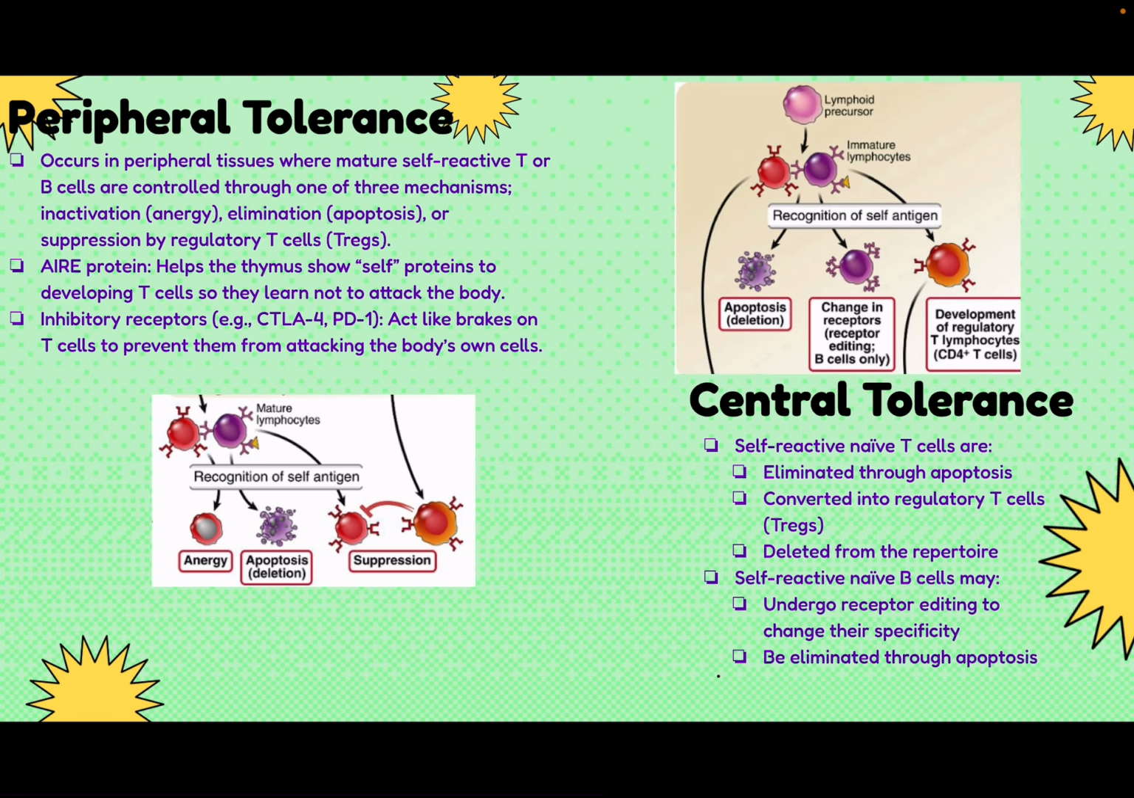In peripheral tolerance, it occurs in peripheral tissues where mature self-reactive T or B cells can either become inactivated through anergy, die through apoptosis, or be suppressed by Tregs. Molecules that help are the AIRE protein, which promotes the expression of peripheral antigens in the thymus to help T cells learn tolerance. And inhibitory receptors are also molecules that can help, like CTLA4 and PD-1, to shut down the T cells.